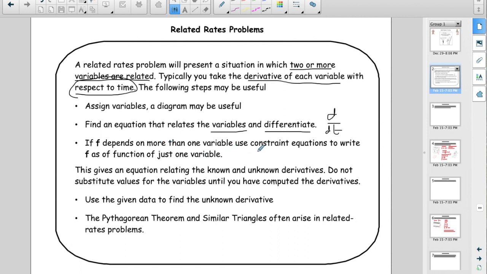If f is dependent upon more than one variable, you don't have to write it as one variable here. You can, but you don't really have to, as long as you're given information about d by dt. Don't substitute until you've computed the derivatives, because you'll run into an error, you'll lose a piece. Pythagorean theorem and similar triangles arise quite often in related rate problems. So if you see a triangle, you ask, am I using the Pythagorean theorem? I would use that one as long as I knew one of the sides was not going to change in length, or similar triangles otherwise.